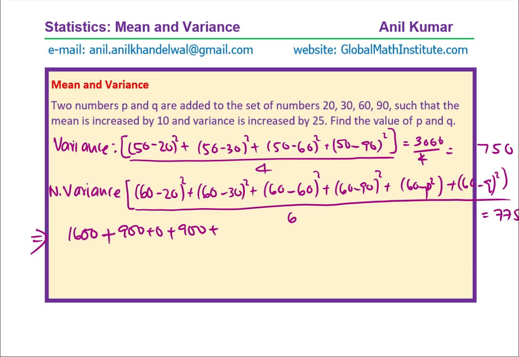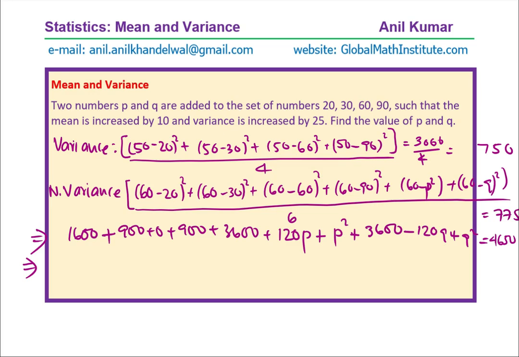plus, so do your calculations, you get 3600 plus 120p plus p square plus 3600 minus 120q plus q square, and that should be equal to 4650. Multiplying 6 times 775, correct? Cross multiply. So you get this particular equation. Now use your calculator. Just add these terms, simplify, and then rewrite the statement.